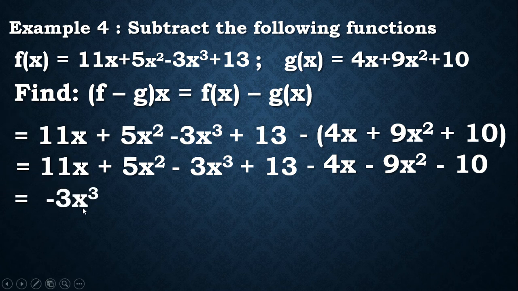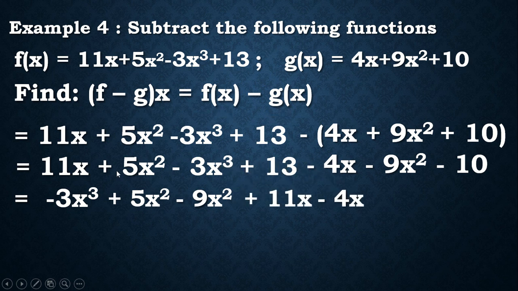So we have negative 3x cubed. There is no other term in this group that is raised to an exponent of 3. And then we have the 5x squared and the negative 9x squared. They are like terms because they are both raised to the exponent of 2.